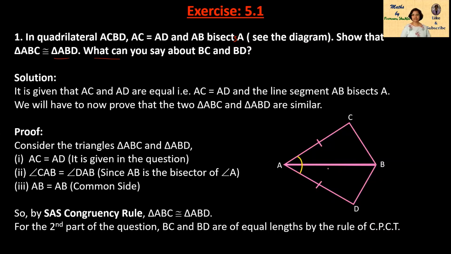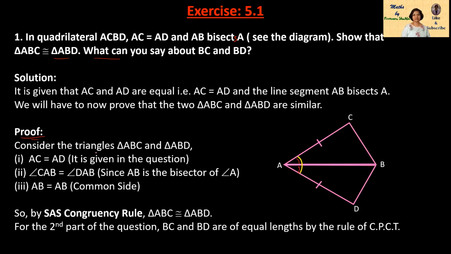So here, the first thing given is that in quadrilateral ACBD, AC equals AD. And another thing given is AB bisects angle A. So this is the angle A and this line AB bisects it. This means these two angles will be equal, right? So here we can see these two sides are equal, this is given, and these two angles are equal. So how do we solve this problem? We can come here at this point.